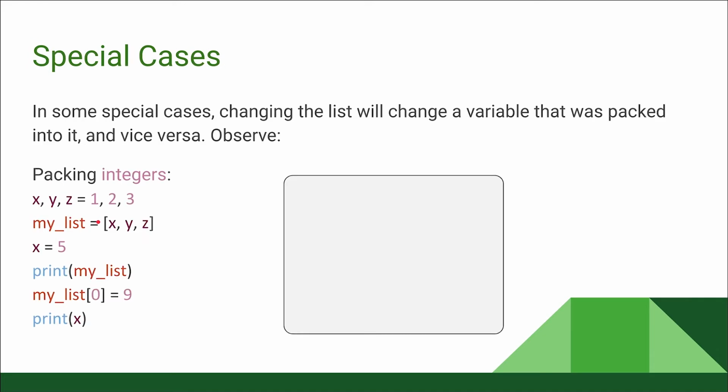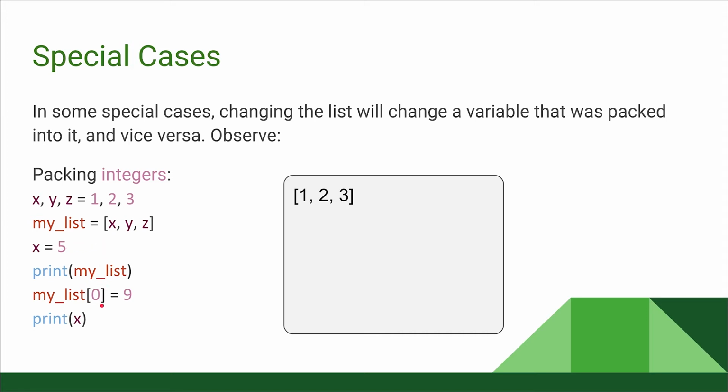Now there are some special cases where changing the list will also change a variable that was packed into that list, and where changing the variable packed into it will change the list. So if I pack integers, let's see if that is one of the cases. I have my same x, y, z as 1, 2, 3, packing x, y, z into my list. Now if I change x to equal 5, and I print my list, I will see 1, 2, 3. So with integers, changing one of the values that was packed into the list doesn't change the list.